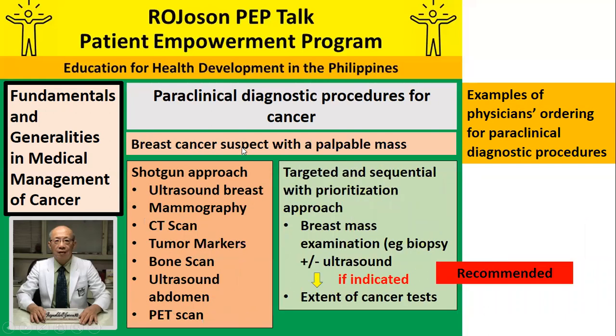For a patient with a breast mass suspect with a palpable mass, the shotgun approach usually being done is ultrasound of the breast, mammography, CT scan, tumor markers, bone scan, ultrasound of the abdomen, and PET scan in one sitting, in one go. The targeted sequential approach with prioritization consists of breast mass examination, for example biopsy with or without ultrasound, and then if indicated, doing examination for the extent of the cancer. This is the one usually recommended.